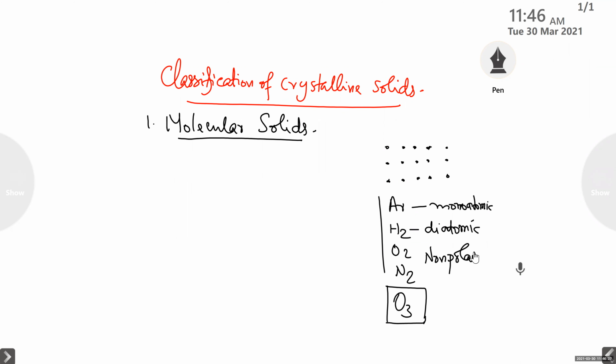But the attraction is very weak. So they have very low melting point and very low boiling point, so they are easily converted into the liquid state or the gaseous state. There is no charge separation, so they are insulators, non-conductors of electricity. They are also very soft.